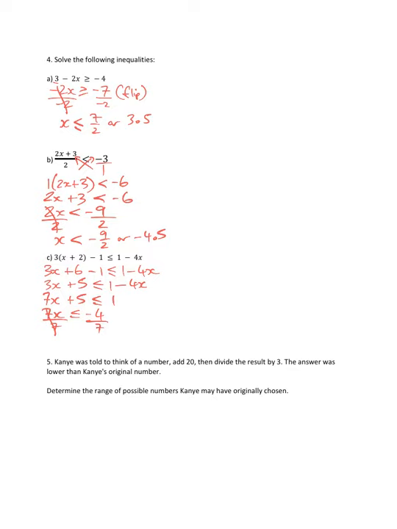I'm not dividing by a negative number on both sides, so I don't need to flip. So x is going to be less than or equal to negative 4 on 7.